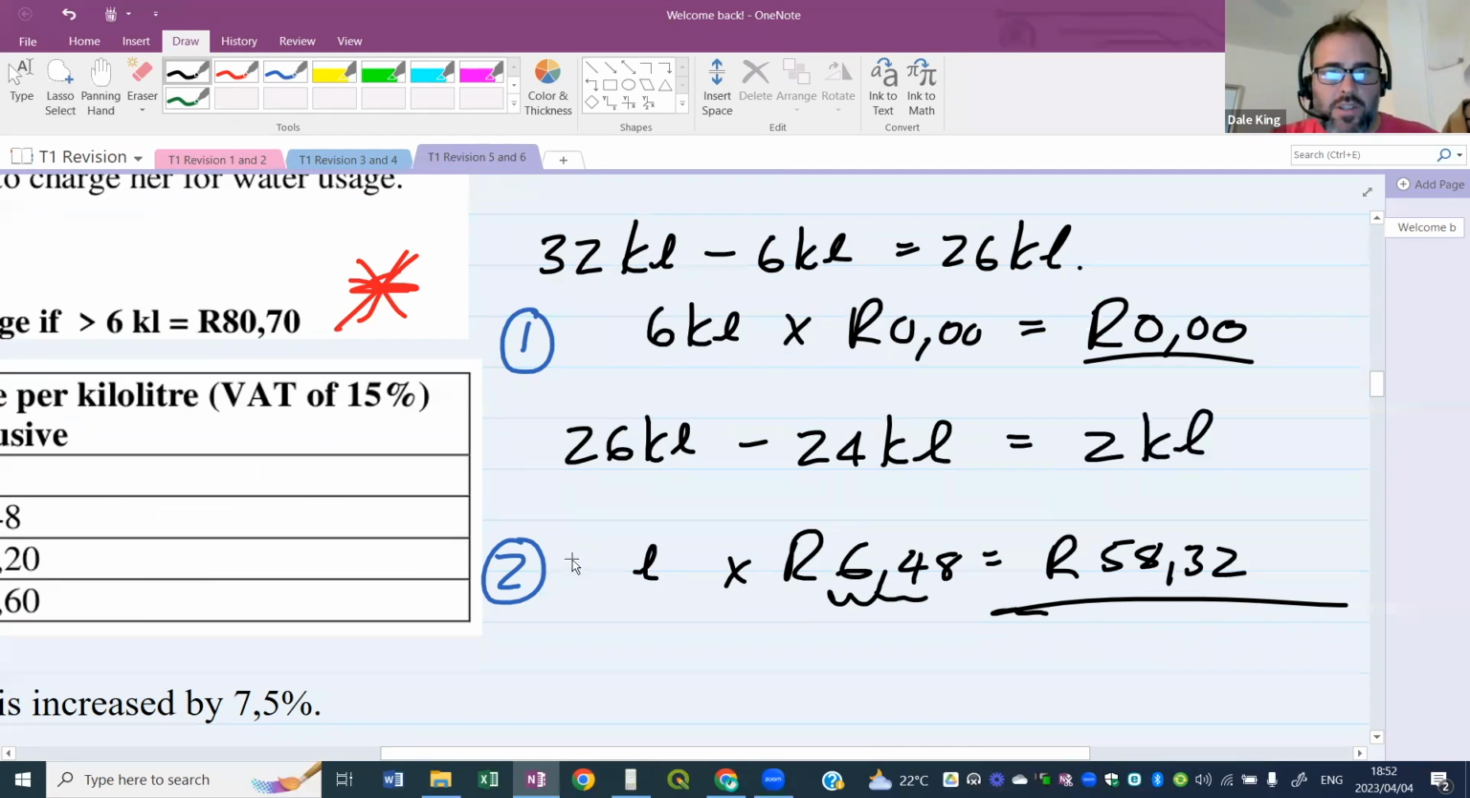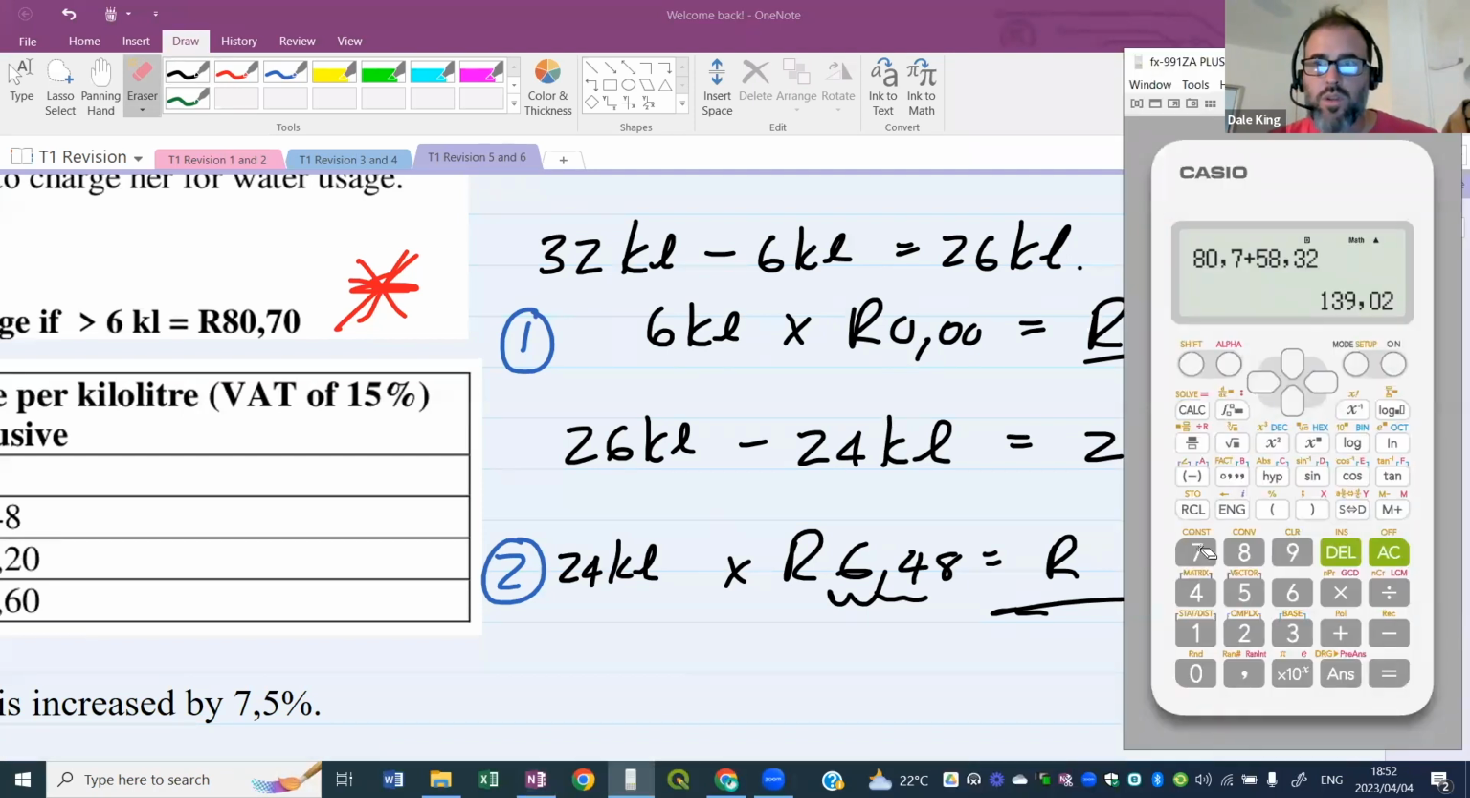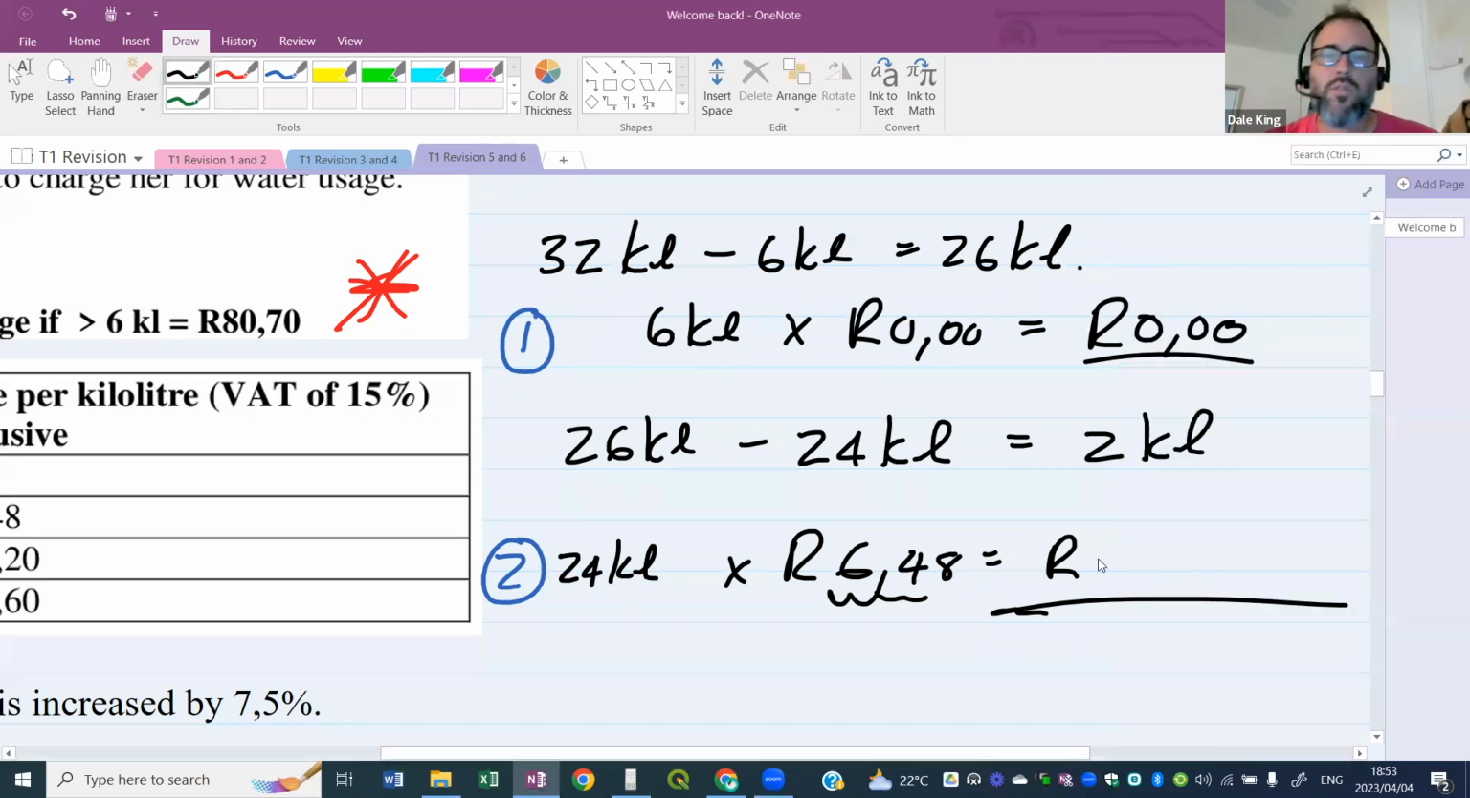This 24 gets charged at the second bracket's rate, which is 6 Rand 48. You can't use more than 24 in that bracket. If you have more than 24, you're going to go over into the next one. So I'm going to say 24, that's all the water in the second bracket, times 6 Rand 48, and we're going to get 155.52. So that's all the water in the second bracket. I still have 2 kiloliters left.